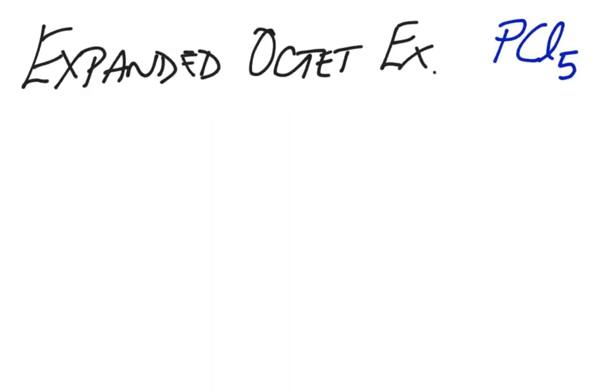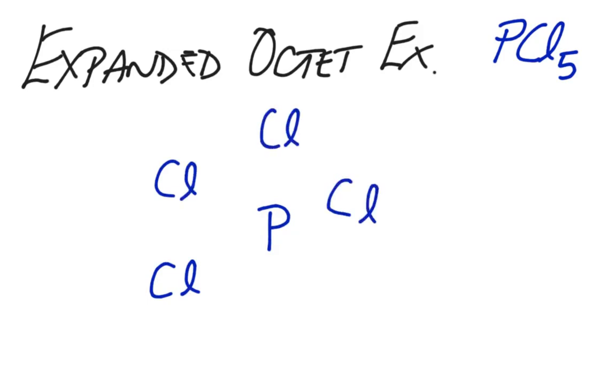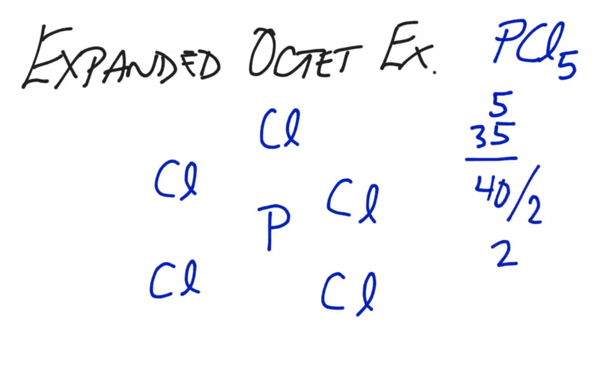This slide here, I'm going to give you an example of just how that would look. Phosphorus pentachloride is a covalent compound that does form. So we have 5 chlorine atoms surrounding our central atom of phosphorus. When we go through the process of adding them up, we get 5 for phosphorus and then 7 times 5, or 35, for chlorine. That gives us 40 electrons to work with, or 20 pairs.